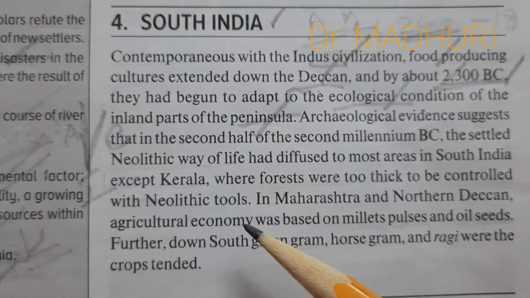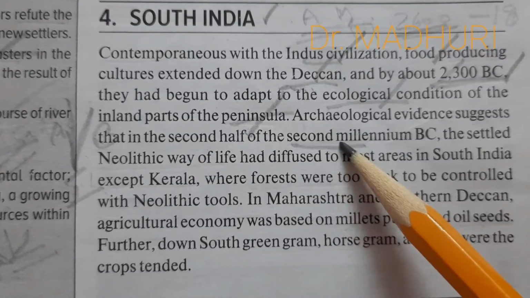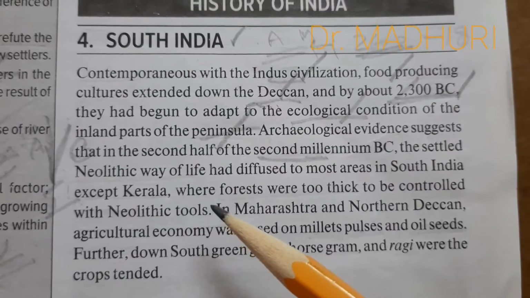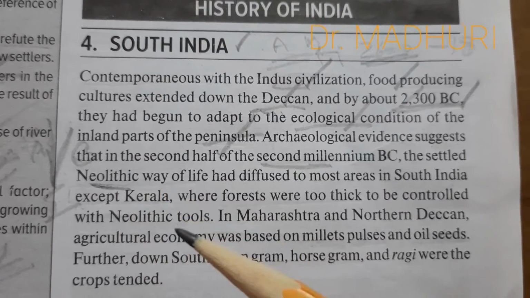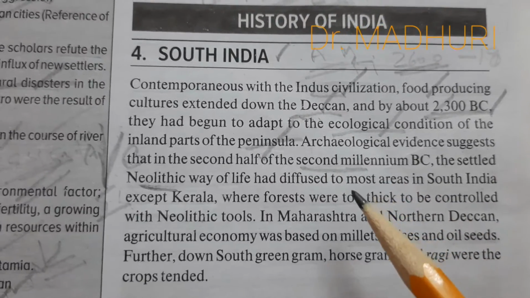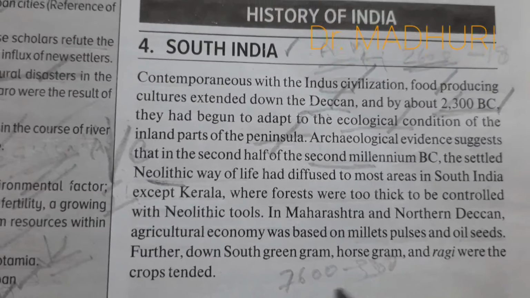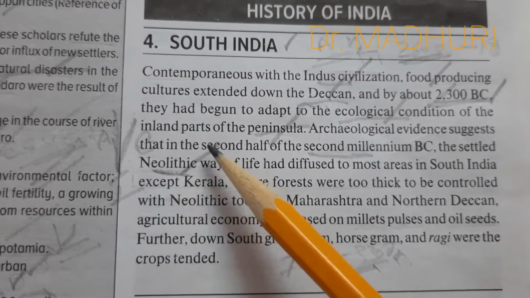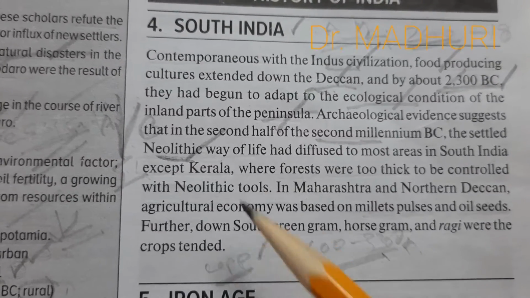Archaeological evidence suggests that in the second half of the third millennium BC, around 2500 BC onwards, the settled Neolithic way of life had diffused to most areas in South India. We know the Neolithic period ranged from around 7600 to 3300 BC, which was earlier than the Harappan period. Even the Harappan period had this Neolithic way of life and the Chalcolithic way of life, using copper also. So, they were using stone and copper.